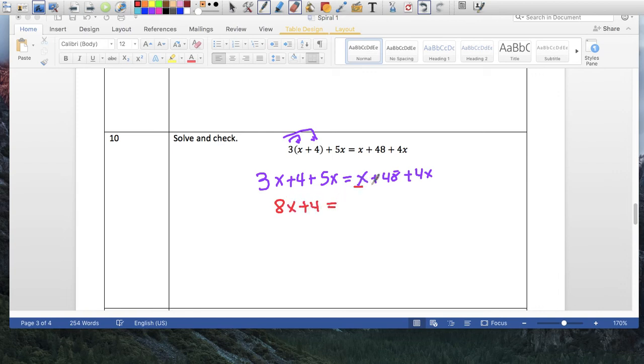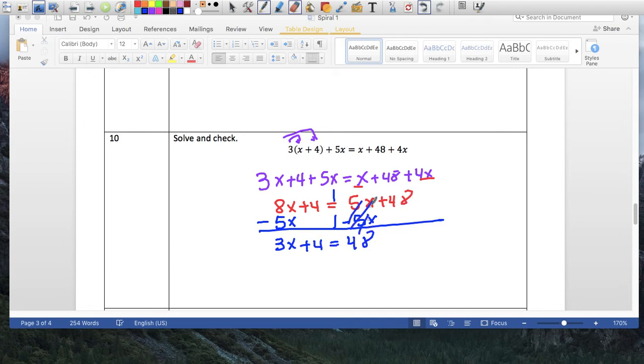On the other side, I can combine this x and that x. I get 5x plus 48. I have variables on both sides. Let's get rid of one. Let's get rid of the 5x. So minus 5x on this side. Let me make my line in the middle. 5x minus 5x on that side. 8x minus 5x is 3x plus 4. These two go bye-bye, and I'm left with 48.